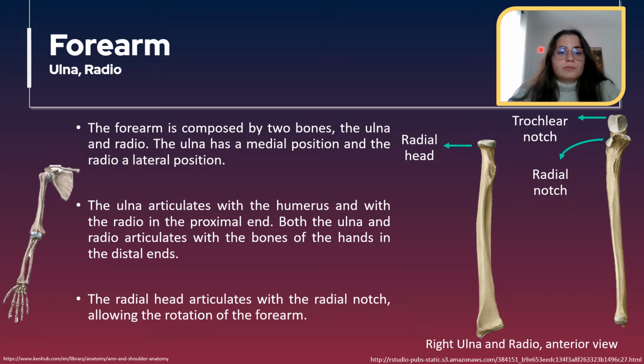In the proximal epiphysis of the ulna, in here, we see the trochlear notch that articulates with the distal end of the humerus. We also see the radial notch, this part here, which is where the radius articulates. And in the proximal epiphysis of the radius, we can see this part, that is the head, and it is round, and it allows the rotation of the forearm.